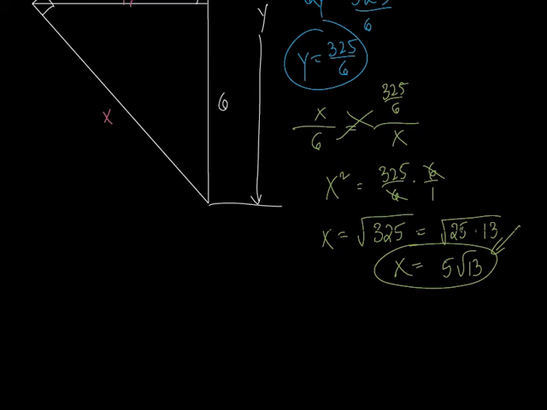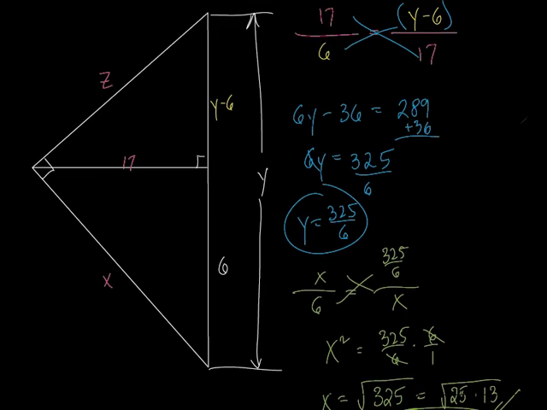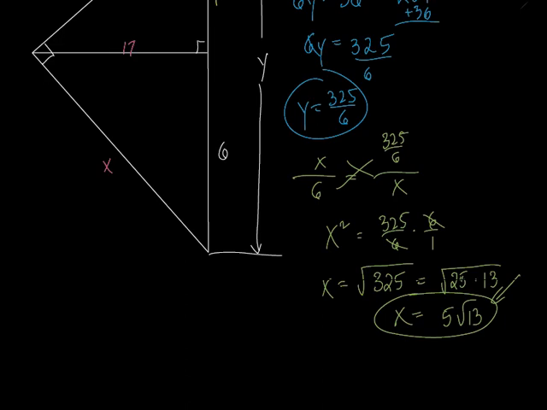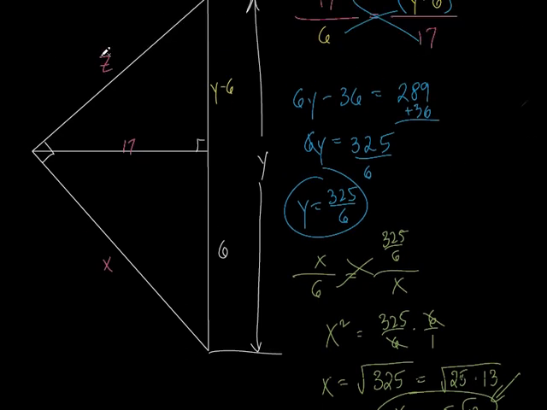Let's do z. Let's go back and look at the picture. What haven't we used yet? What about invisible color? What about black? Okay. We'll use this again. Oops. Let's go back. I brought it down so I could see it. Okay, we want to do z. So z is the geometric mean between what and what? Between the whole thing, what's the whole thing? 325 over 6. And the segment that's next to z, y minus 6.